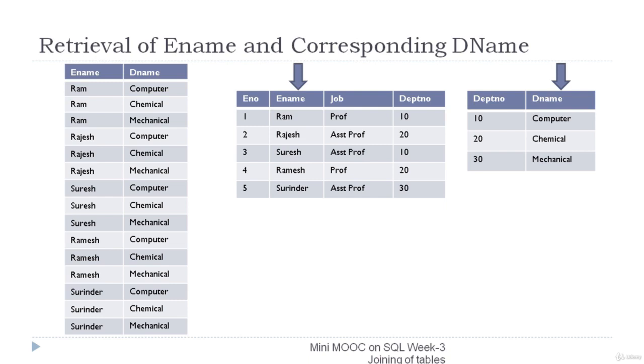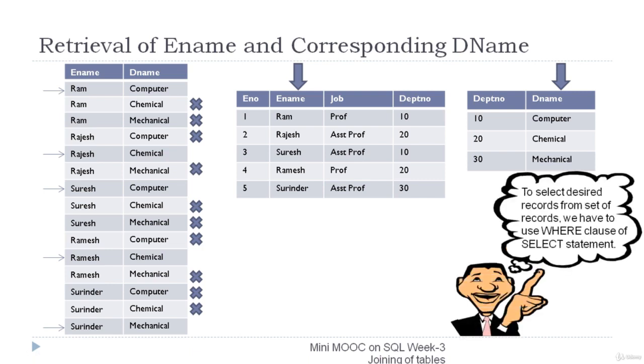But of course, this is not the desired output. Actually, we require only 5 records as the desired output, but it has 10 extra undesirable records. For example, in case of Ram, his department should be computer and it should not be chemical or mechanical. Similarly, in case of Rajesh, his department is chemical but it is not computer or mechanical. In case of Suresh, his department is computer but it is not chemical or mechanical. In case of Ramesh, his department is chemical, and in case of Surinder, his department is mechanical. So here we have to select these desired 5 records from the set of 15 records.